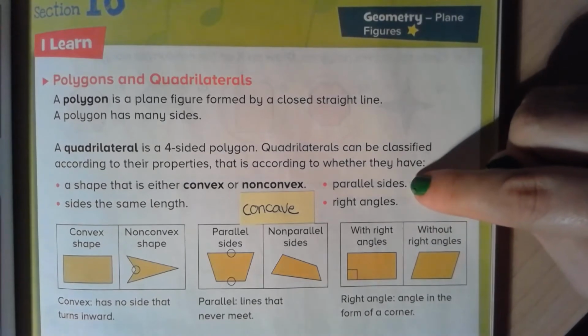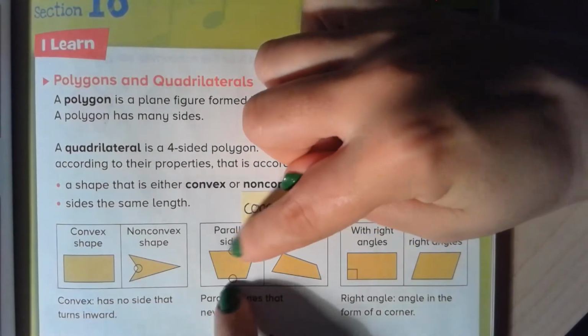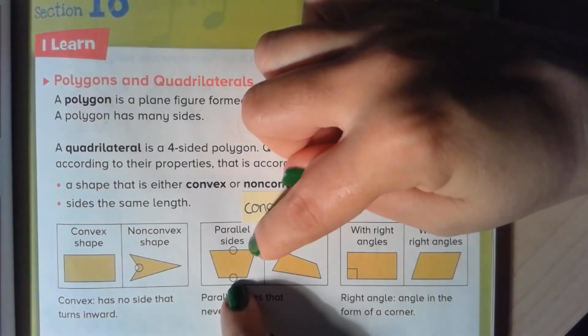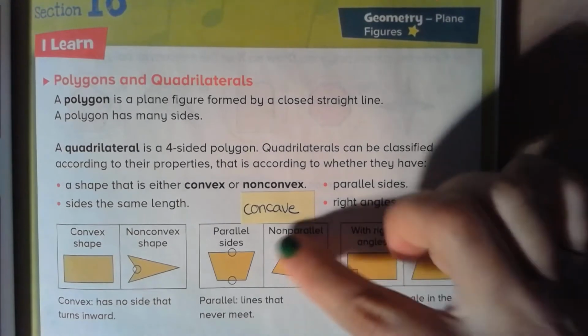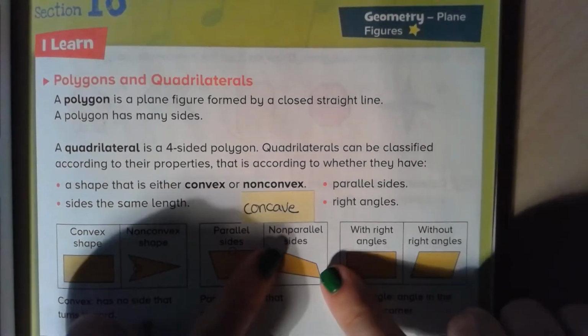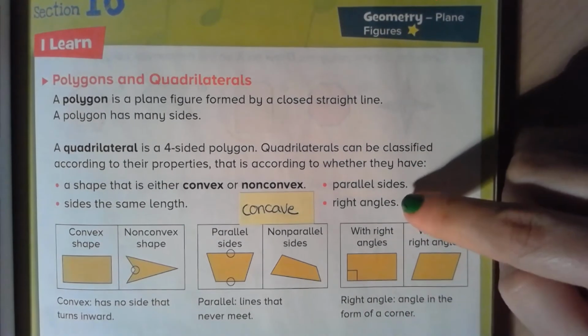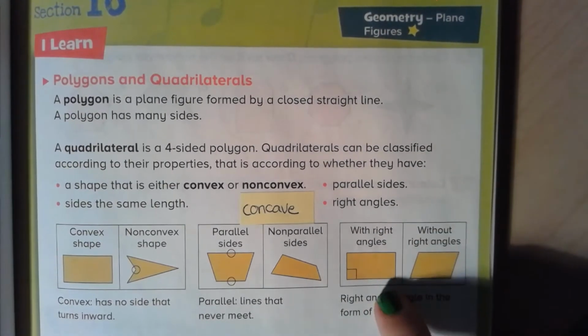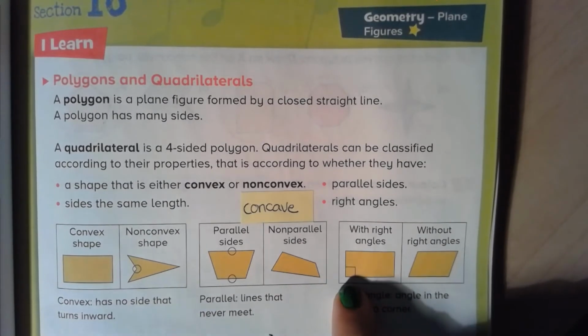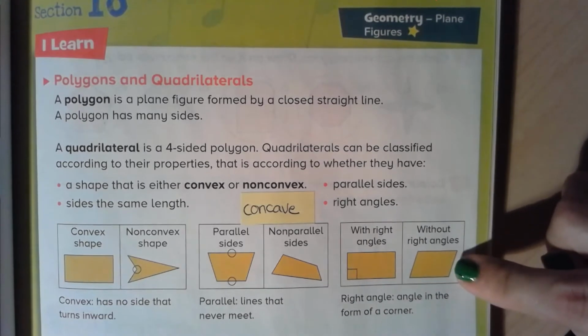You can also look at parallel sides. So in this shape, these sides are parallel. On this shape, there are no parallel sides because eventually they'll always meet. They're at an angle so that eventually they'll bump into each other. You can also talk about right angles. So here is a shape with a right angle. It has four right angles, doesn't it? And here is a shape that does not have right angles.